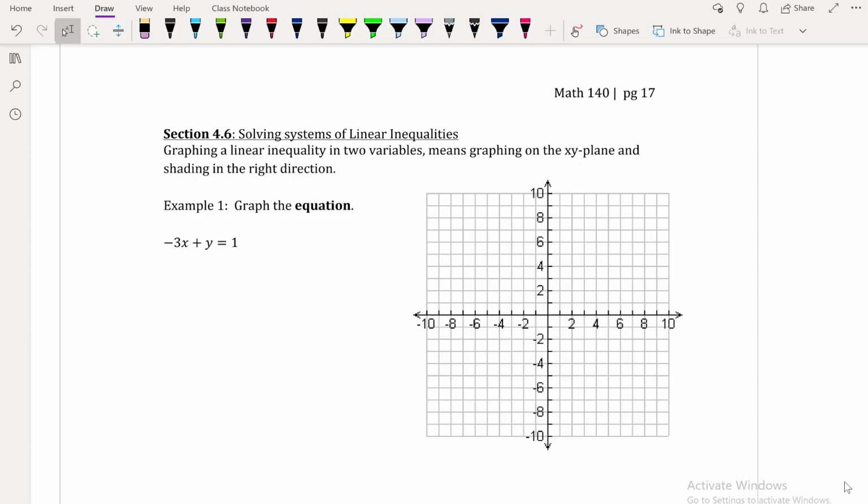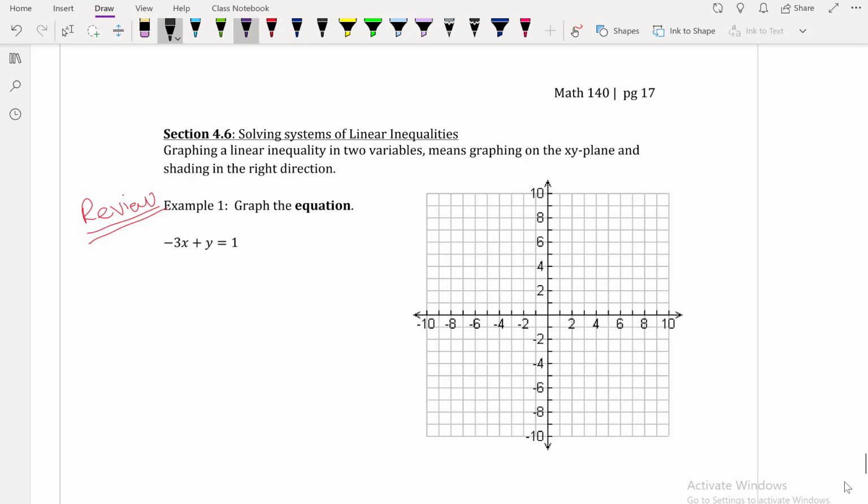Hello, Math 140 students. We're going to pick up on page 17, solving systems of linear inequalities. So for right now, I just want to review. This isn't anything new for number 1. I want to make sure we review how to graph a linear equation.